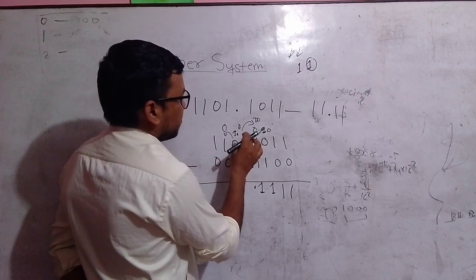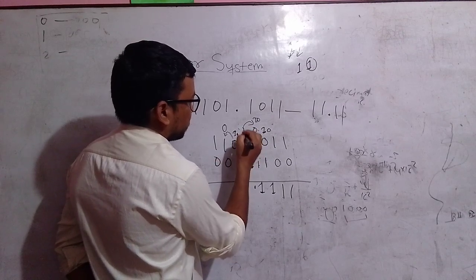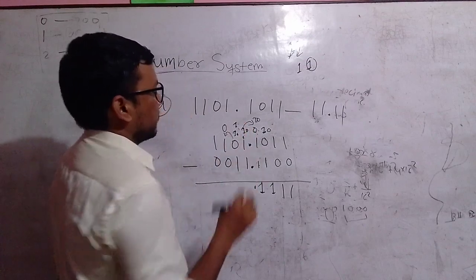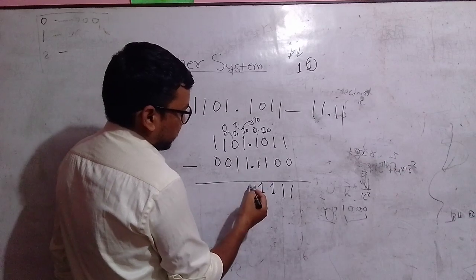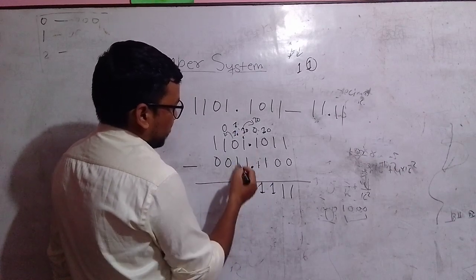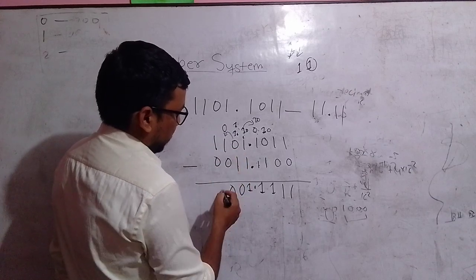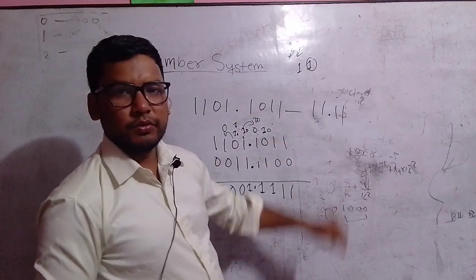Now it again gives 1 to this position and this number becomes 10 and it remains 1. That means 10 minus 1, 1. 1 minus 1, 0. 0 minus 0, 0. And 1. Now this is the result of the subtraction of these two numbers.